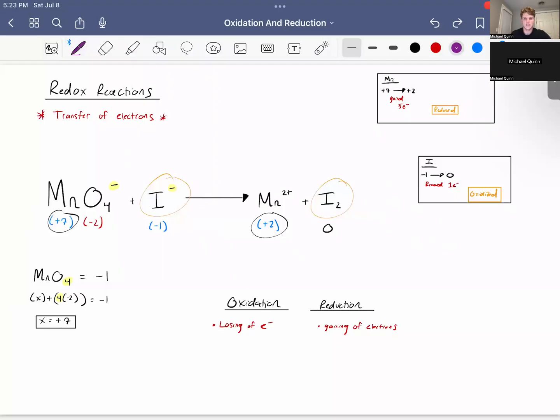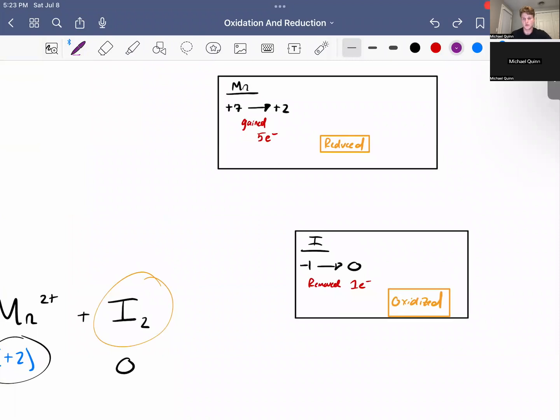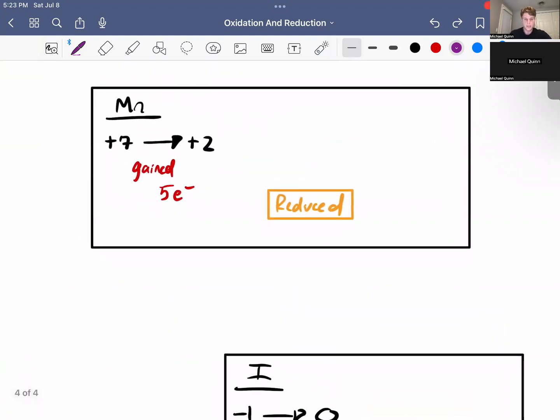Continuing directly from our last video, once we have decided which species in our redox reaction gets reduced and oxidized, we then need to pick which species is our reducing agent and our oxidizing agent. If we look at Mn, it goes from an oxidation state of +7 to an oxidation state of +2. That means it gained 5 electrons and was reduced.